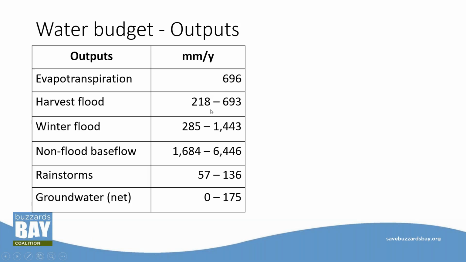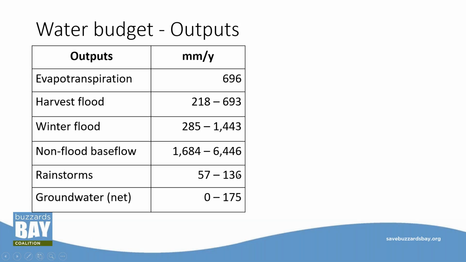Then we have, for the harvest floods, between 300 and 700 millimeters per year. Relatively low variability again, but higher variability when we look at the winter floods. And then we have what I'm calling our non-flood base flow. So this is the times of year when there's not active management of water on or off of those bogs, and that is our biggest source, or our biggest piece of the puzzle, and it's also the largest variability.